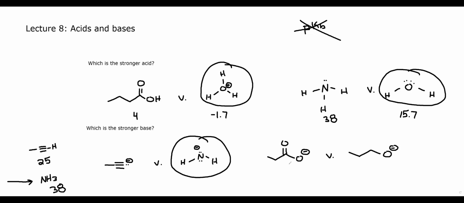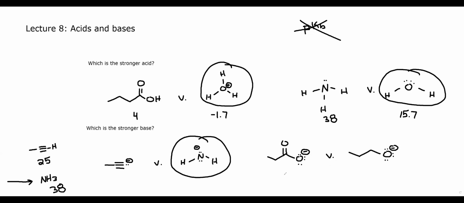Looking at our final example here, we have a carboxylate ion. We have a carboxylic acid that has been deprotonated. So we have this negative charge that's left here. We can throw on some lone pairs if we want. Each of these negative oxygens has 3 lone pairs. And we're comparing that to propanol, which has been deprotonated. Okay, so the anion of propanol, this negatively charged oxygen.